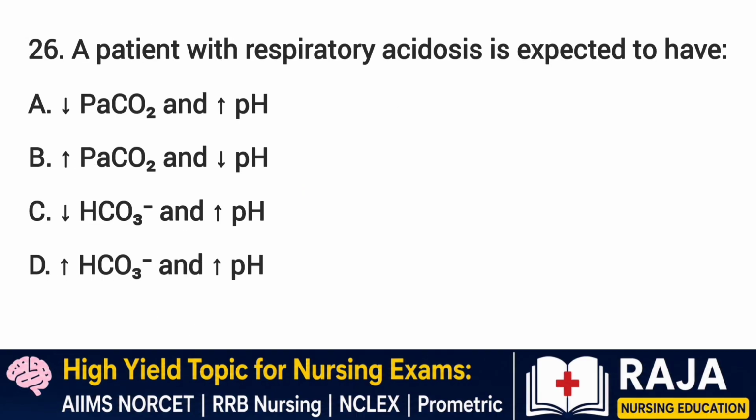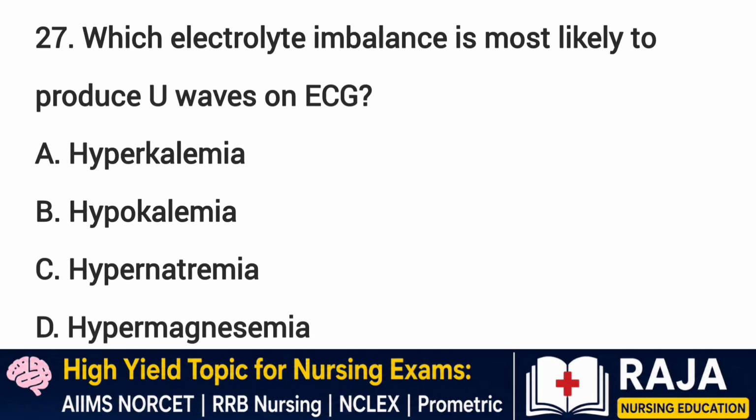A patient with respiratory acidosis is expected to have? The option is B, increased PaCO2 level and decreased pH. Which electrolyte imbalance is most likely to produce U wave on ECG? Option is B, hyperkalemia.